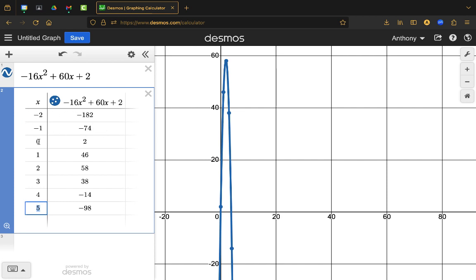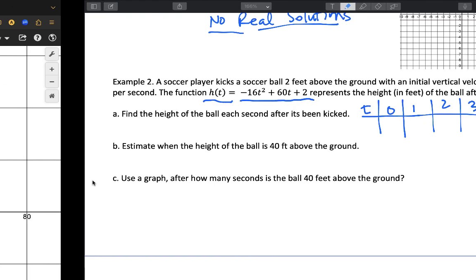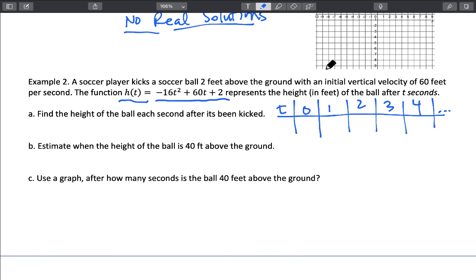So here is from when it leaves the foot, it's at 2 feet above the ground. 1 second, it's at 46. 2 seconds, it's at 58. And then 3 seconds, it's back down to 38. So let's copy that over to our notes here. Our y value is our height at t seconds. We said that was 2 feet, and then 46, 58, 38, and then negative 14. So it's actually passed through the surface of the earth.